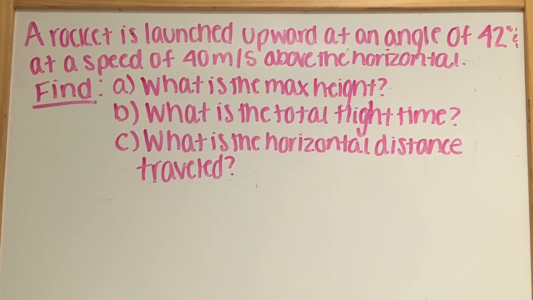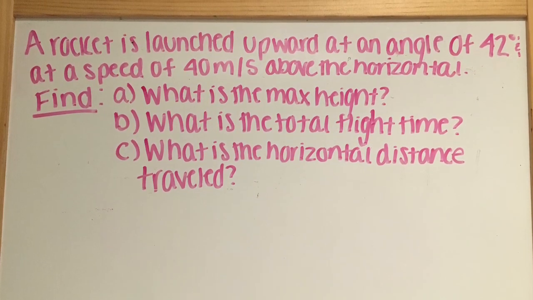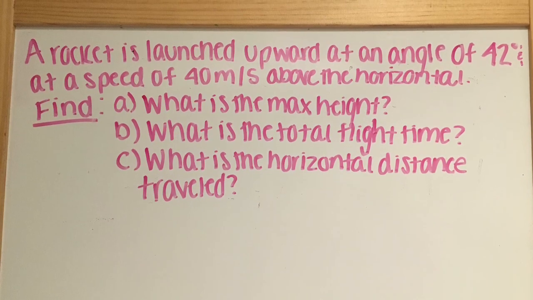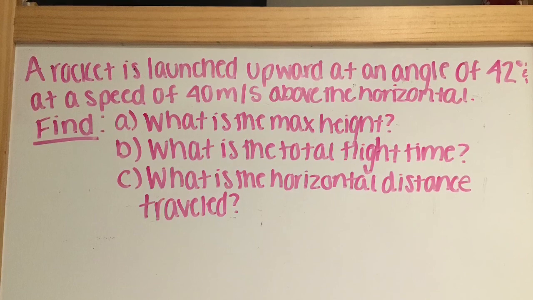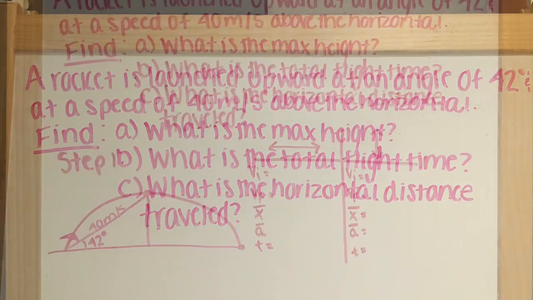A rocket is launched upward at an angle of 42 degrees above the horizontal and at a speed of 40 meters per second. We will find A, what is the max height, B, what is the total flight time, and C, what is the horizontal distance traveled.